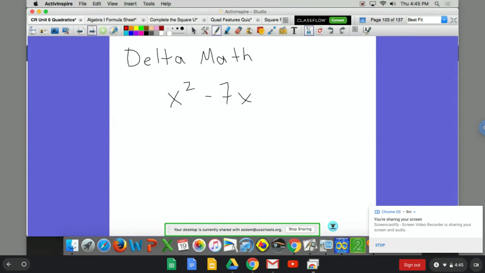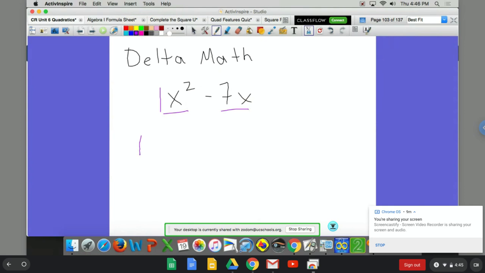Now, this last problem was on the Delta Math, and it is one that a lot of people miss. So just to kind of clarify on it real quick, this one is a binomial. It only has 2 terms, but we have an x squared and we have a negative 7x. Now, once again, there is a 1 hanging out in front of the x squared, but that is understood. So it's not always there, but that's going to be the GCF that we pull out.